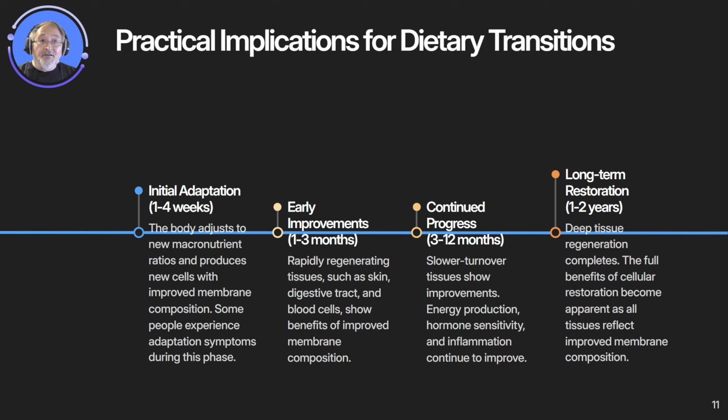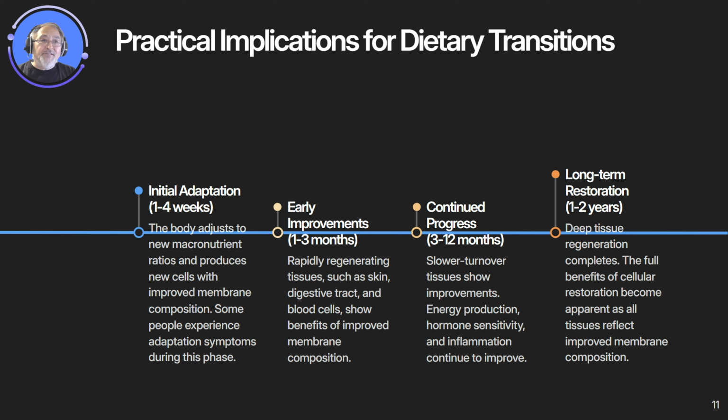Continued progress, 3 to 12 months. Slower turnover tissues show improvements. Energy production, hormone sensitivity, and inflammation continue to improve. Give yourself time for this to happen. Long-term restoration, 1 to 2 years.